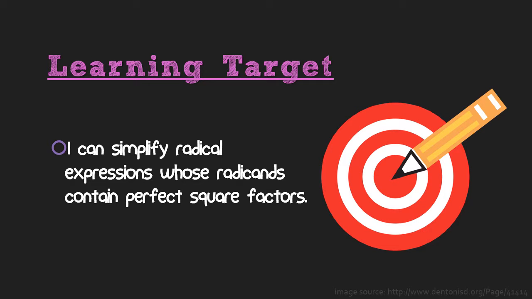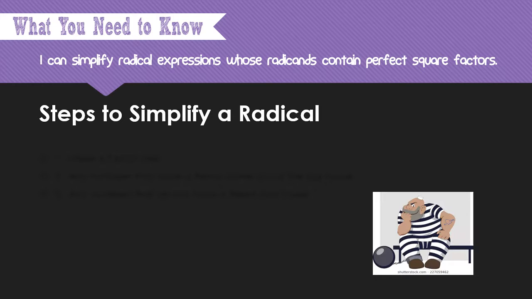Our learning target is I can simplify radical expressions whose radicands contain perfect square factors. So what you need to know: steps to simplify a radical. First, we want to make a factor tree.